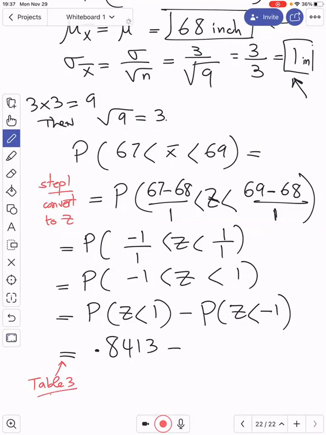Now for negative 1, nearest tenth is negative 1.0, nearest hundredth, of course, is just 0.00. So it's minus 0.1587. And then the difference is 0.6826, which is 68.26%.